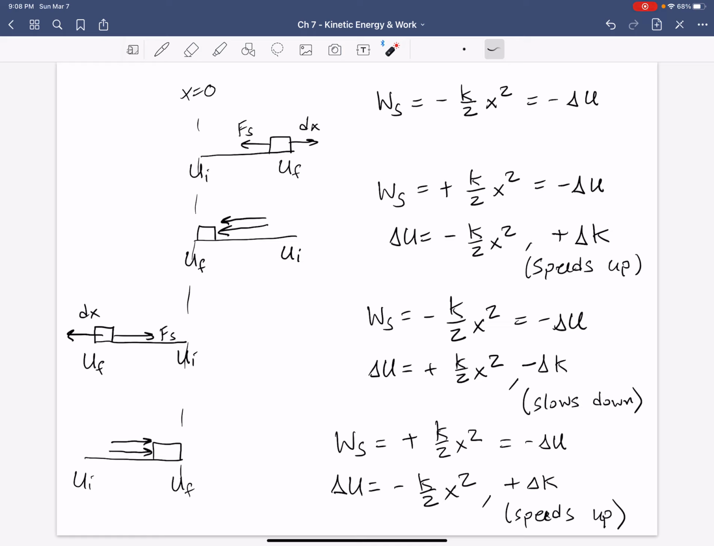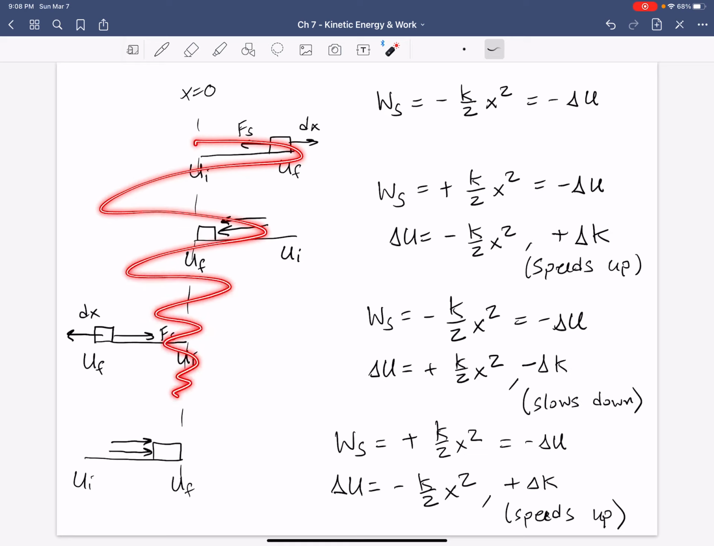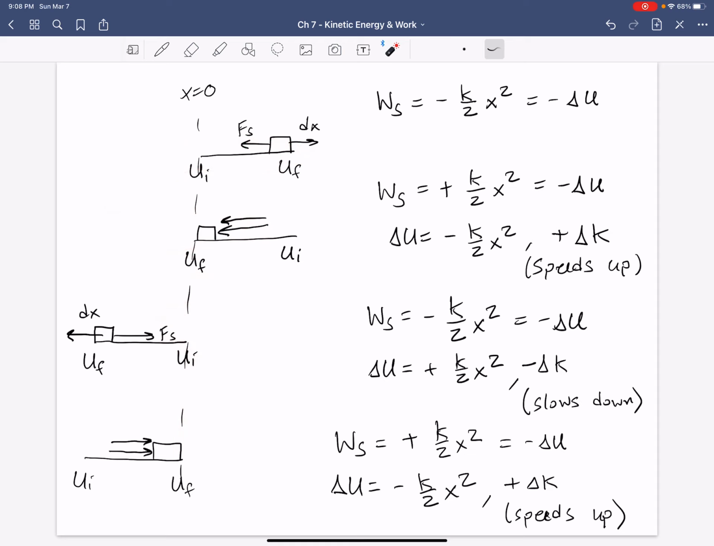If there is friction, eventually it'll go like this and this and this and this and then pretty much stop, right? But this is the process here, right? Every time you have the force and the displacement in opposite directions, that force is doing negative work, which means that the potential energy is increasing. I didn't write that here. Delta U is positive. If the potential energy is increasing, the kinetic energy must be decreasing, which means it must be slowing down, okay?